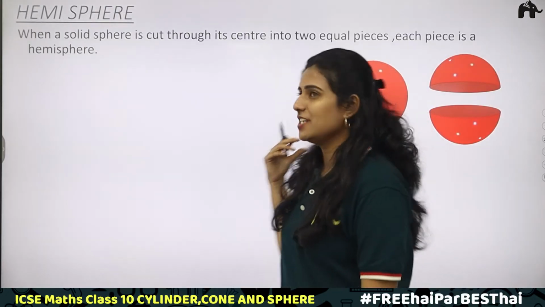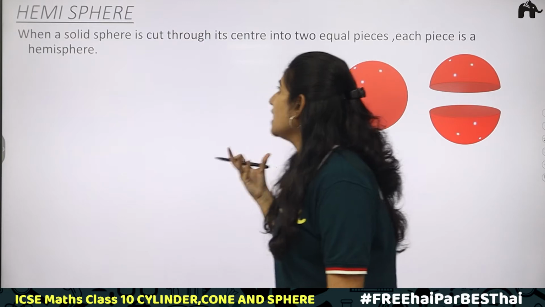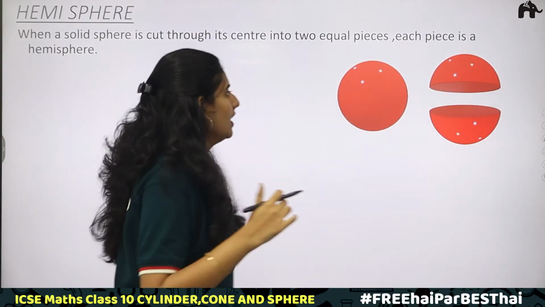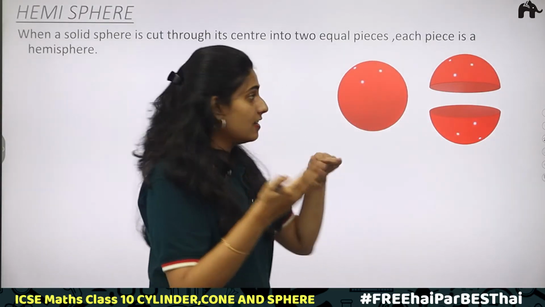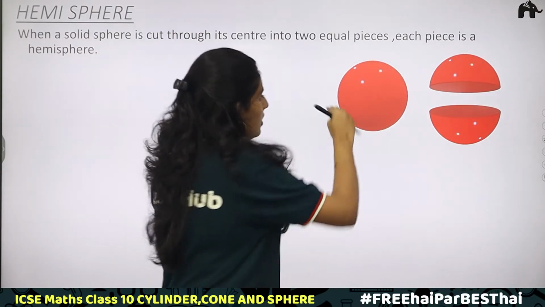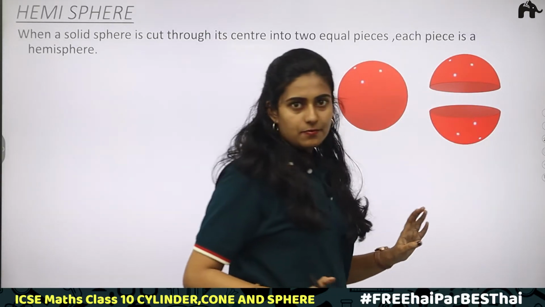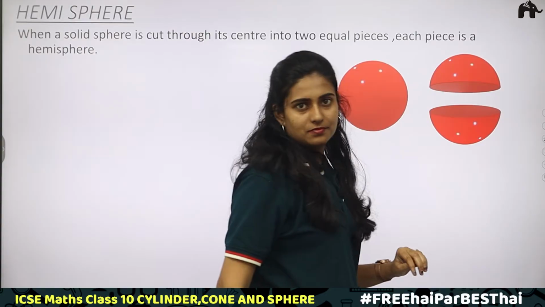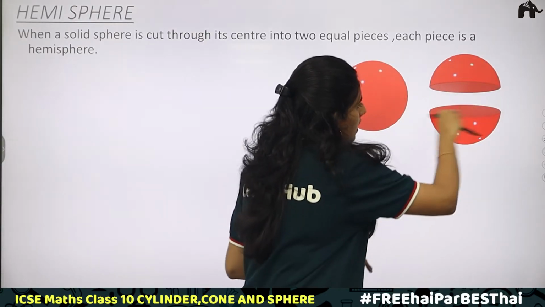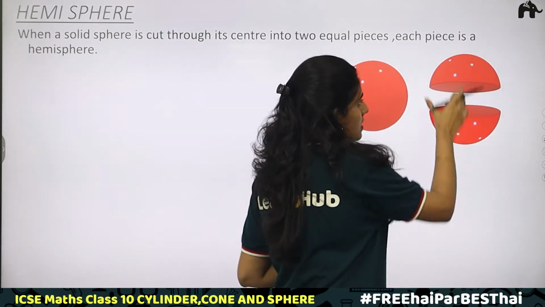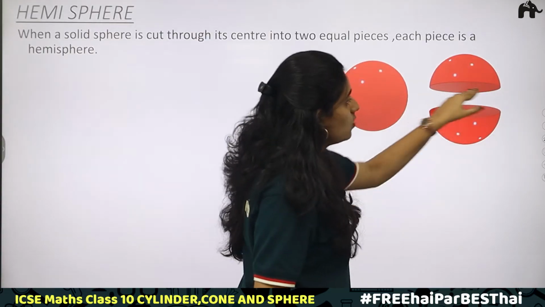So the next one is the hemisphere. When a solid sphere is cut through its center into two equal pieces, each piece is a hemisphere. Here we have a sphere. If you cut through the diameter of the sphere, that is, if we divide it into equal halves, we will get two hemispheres. Now each hemisphere has a curved surface and a base. When the sphere is cut along the center, you get hemispheres with a curved surface as well as a base.